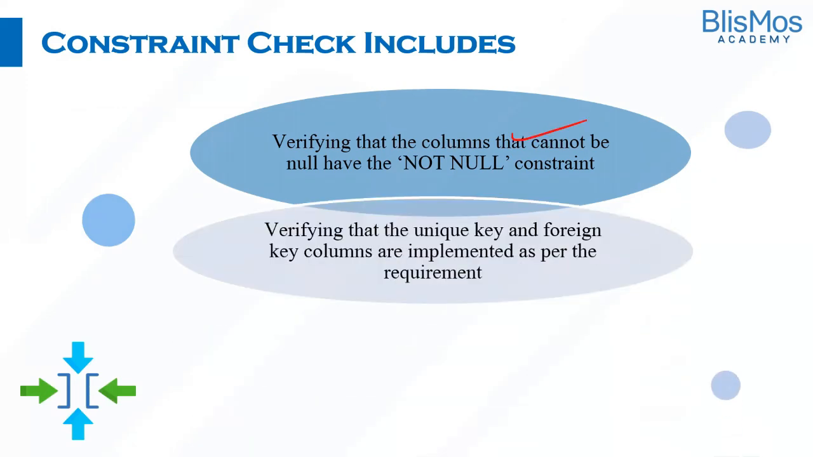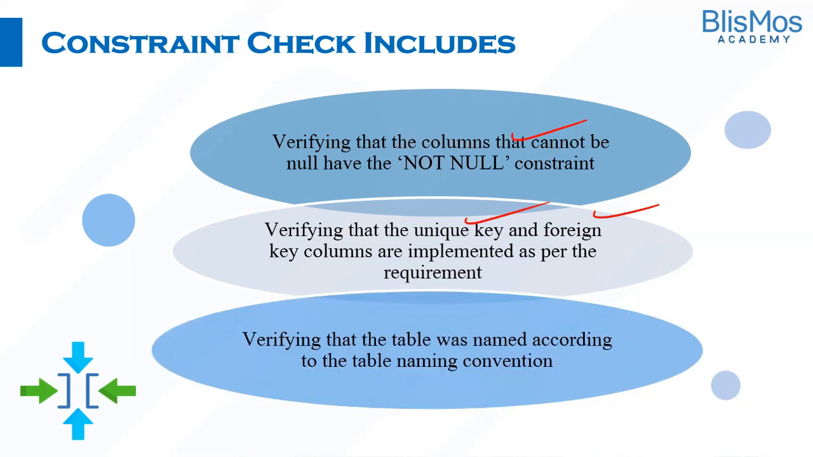We also have to validate the unique key and foreign key columns are implemented as per the requirement. So assuming that you have multiple tables, in multiple tables, some of the keys are specified as unique keys, some of the keys are specified as foreign keys. You have to properly check which of the columns need to be specified as a unique key as per the mapping document. Is it specified properly in the data warehouse, in the target or not? And also, we need to verify the table was named according to the table naming convention as specified as a part of the project.